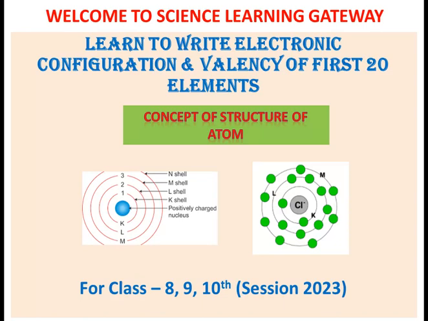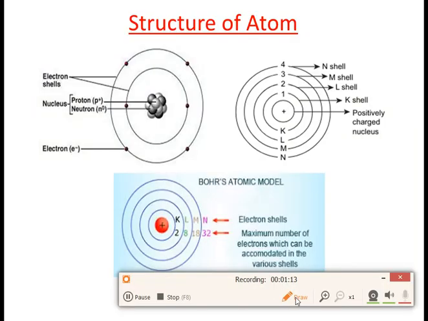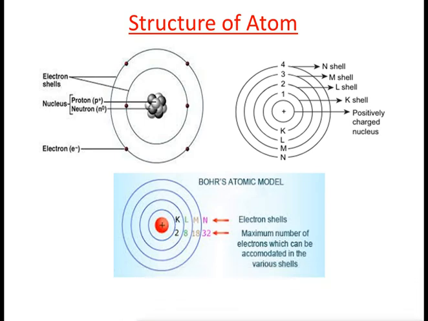So let's start with writing the electronic configuration and also finding the valencies of the elements. But before that, we should know about the structure of the atom, means how an atom looks, and what the subatomic particles present in the atom are.